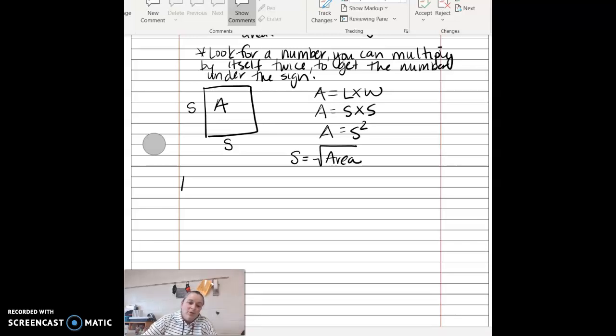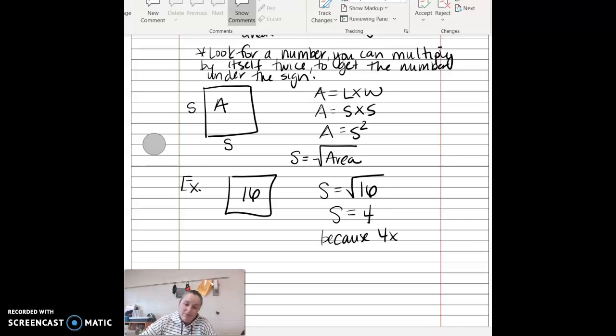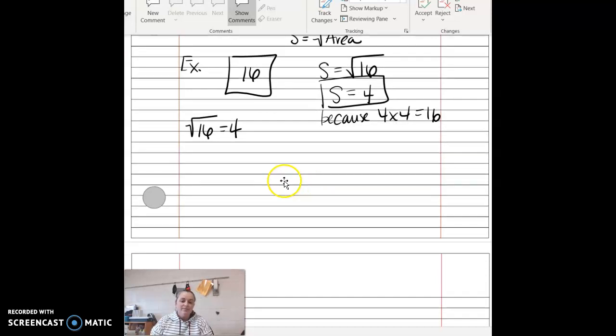So, for example, if I give us a square and I say its area is 16, the side length would be the square root of 16, which we know is a nice number. It is 4, because 4 times 4 is 16. So our side length in this case, the square root of 16, has to be 4. So we could write this as the square root of 16. The area of a square is 16. It has to be 4 because 4 times 4 is 16.